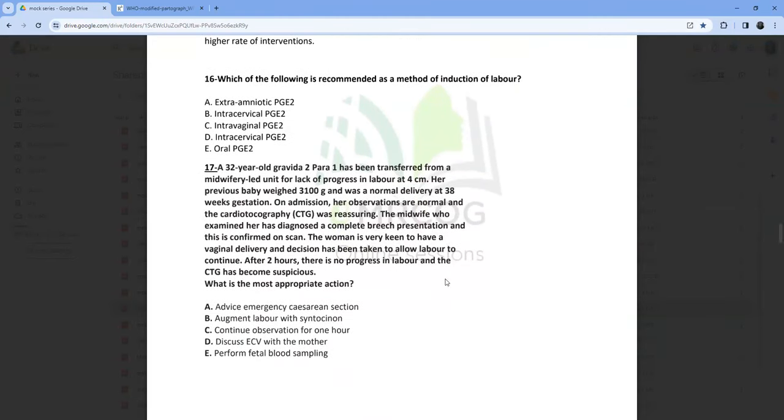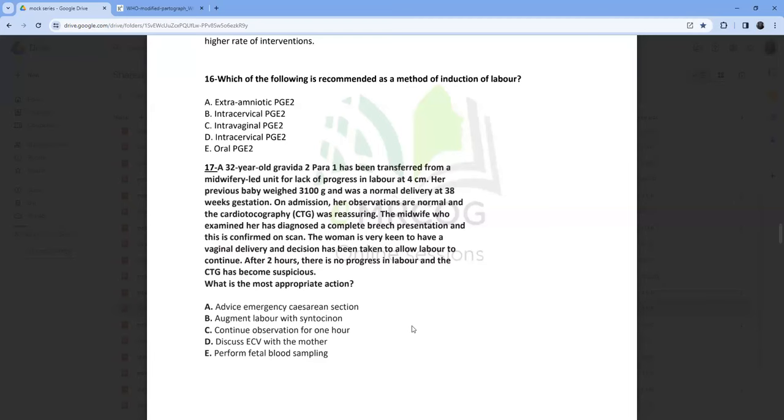Which of the following is recommended as a method of induction of labor? Okay, so the low dose misoprostol or the dinoprostol intravaginal can be given. So answer C. Well done.